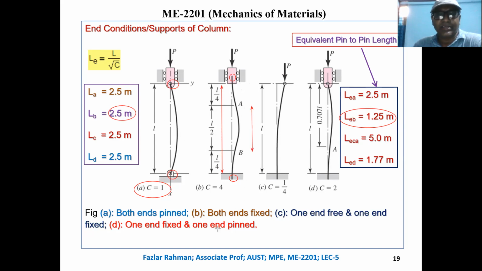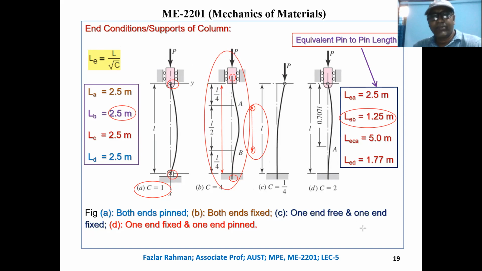So in that case, this column and the bigger column will carry the same load. That means this column is equivalent to the pin-to-pin support of this column. This length is shorter, so that's why it becomes how much? Half of 2.5. So the value of C will be 4. So L by root over 4, that means L by 2.